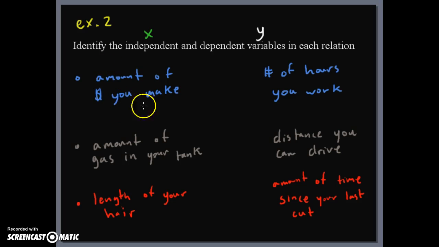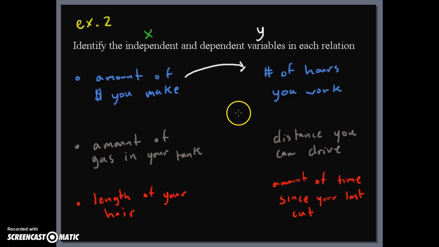The amount of money that you make, or the number of hours you work. Which of these depends on the other? Does the amount of money you make depend on how many hours you've worked, or does the number of hours you work depend on the amount of money you make? For most people, you do not get paid until you work. So the amount of hours you work comes before you get paid, which means the amount of money you make is dependent on the number of hours you work.